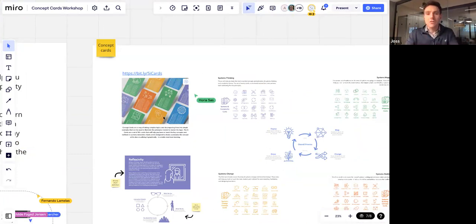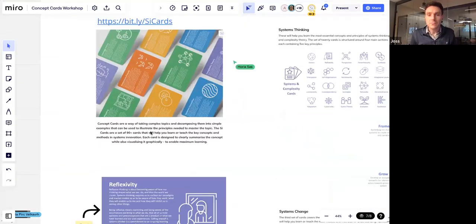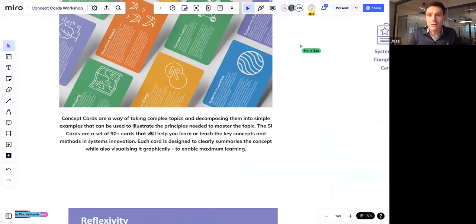And concept cards are a way of taking complex topics and decomposing them into simple examples that can be used to illustrate the principles needed to master a topic. The SI cards are a set of about 90 of these cards that will help you to learn or to teach key concepts and methods in systems innovation. And each card is designed to clearly summarize the concept whilst also visualizing it graphically.